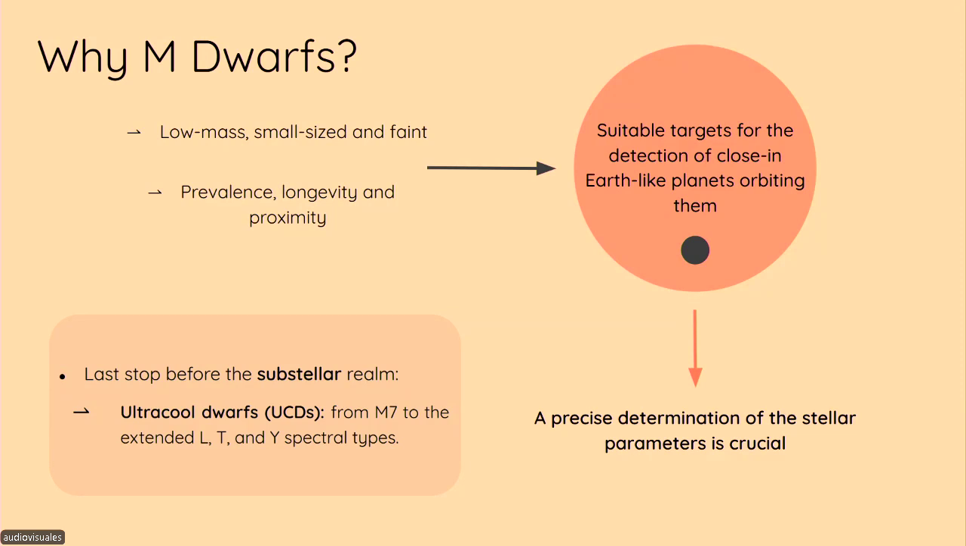And the other thing that I want to highlight today is that M dwarfs are the last frontier before the substellar realm, before the substellar domain, where we can find the ultra-cool dwarfs. When we talk about ultra-cool dwarfs, we are talking about objects with spectral types starting from M7 to the extended L, T, and Y.